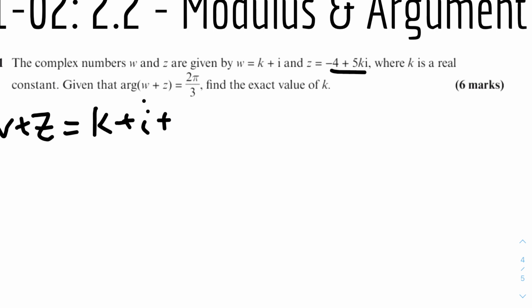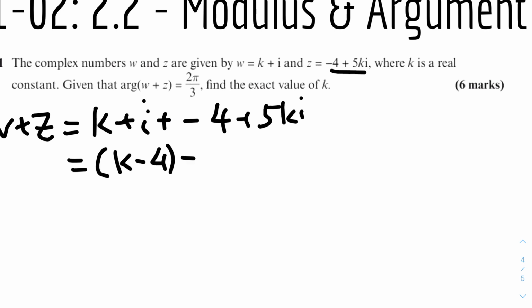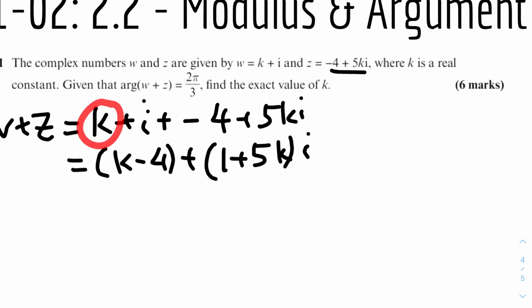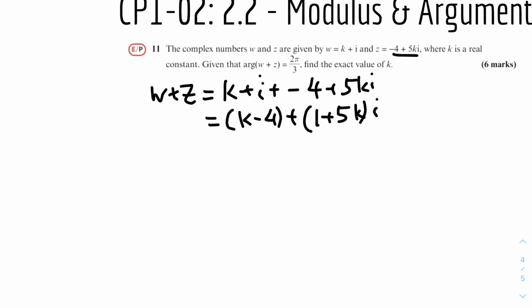So w plus z equals k plus i plus minus 4 plus 5ki. Therefore this simplifies to k minus 4 plus 1 plus 5ki, because k minus 4 comes from here, and 1 plus 5k is the imaginary part, and just factorize the i out so that it becomes 1 plus 5ki.